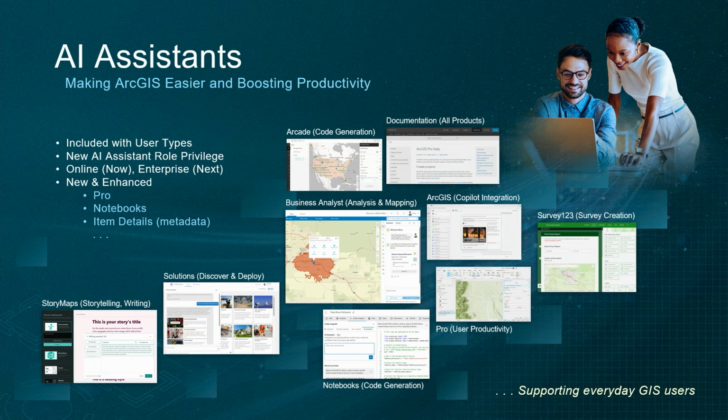3 things to remember. AI assistants are included with user types at no additional cost. Through a new role privilege, administrators will be able to control who in your organization can use these assistants. Assistants are available in online already now, and they are coming into enterprise before the end of the year.